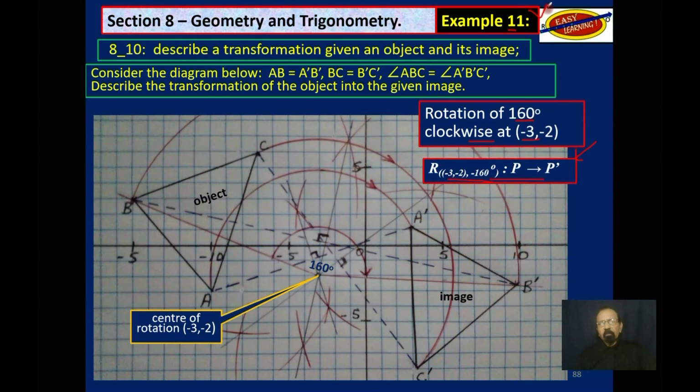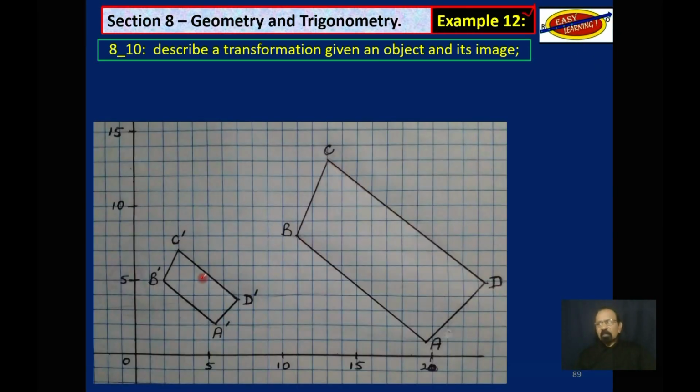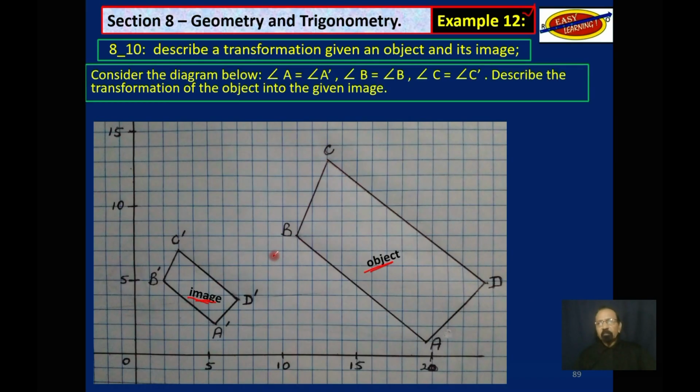That was example 11. Finally, example 12. You look at this, and this looks fairly easy. This is the object. This is the image. It looks like enlargement, except that if this is the object and this is the image, then the enlargement has to be somewhere between 0 and 1, and not negative either.